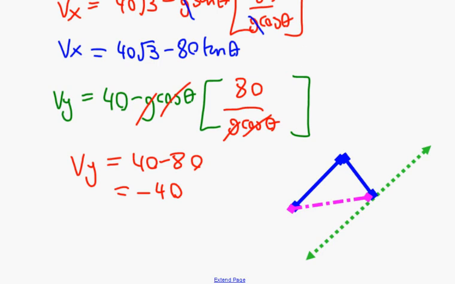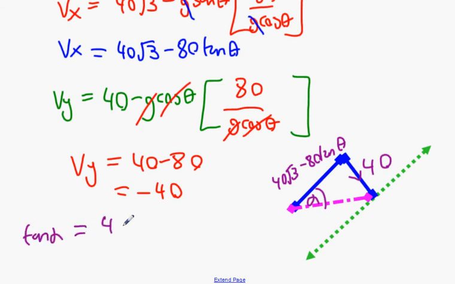Okay, and this landing pattern is angle alpha. And what we have is this is 40 downwards. I'm ignoring the minus sign using my formula. And the other one is 40 root 3 minus 80 tan theta. That's guaranteed to be positive anyway. So I'm going to get tan alpha equals 40, opposite over adjacent, divided by 40 root 3 minus 80 tan theta. And it tells you what the landing angle is, doesn't it?